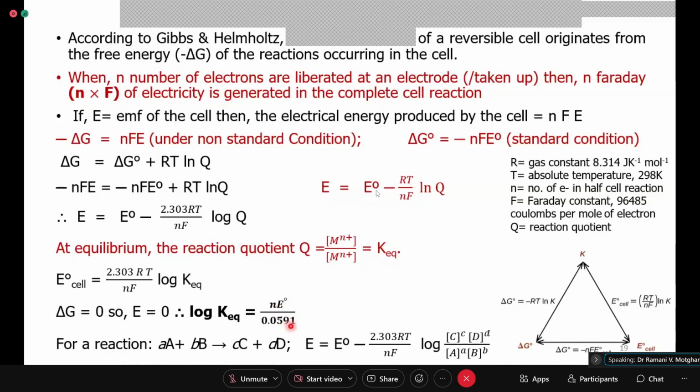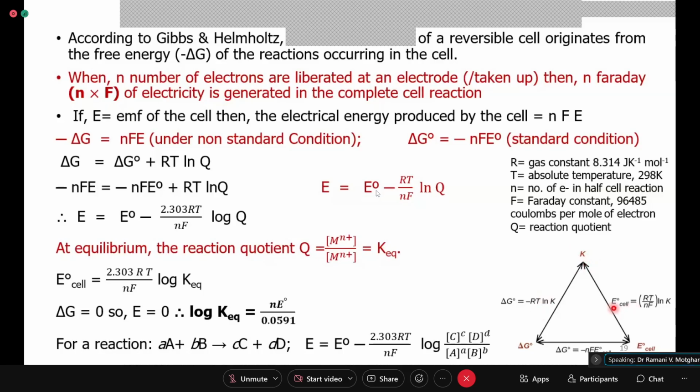Now, for a reaction occurring in the way A plus B giving C plus D, your E is equal to E naught minus 2.303 RT by nF log of concentration of C raised to c, concentration of D raised to d, because these are the products, product by the reactant that we know. Now this is the half cell reaction. The full E cell will be E half plus E half, one is anode, one is cathode. So this is how they are correlated: E naught cell, delta G naught, and equilibrium constant K.